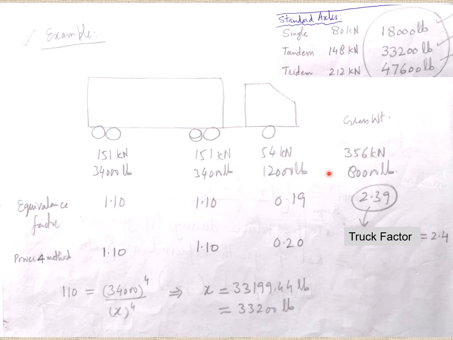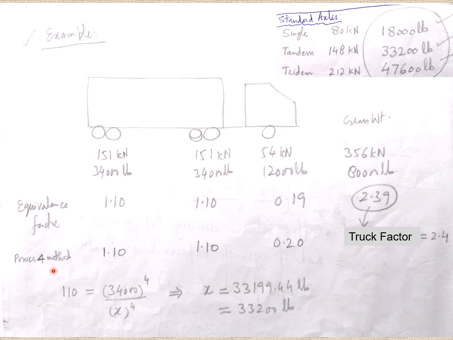Actually, you have to determine the truck factor, that means the equivalency factor for this vehicle. First determine the equivalence factor. Tables are available, and through the tables, corresponding to the different axles, you can get the equivalence factor. The equivalence factor is 1.10 corresponding to the 34,000 pound tandem axle, and again 1.10 for the other 34,000 pound tandem axle, and for the single axle with 12,000 pound load, the equivalence factor is 0.19. If we add all these, that is 2.39. So this is the truck factor, that means the equivalency factor for this particular vehicle.